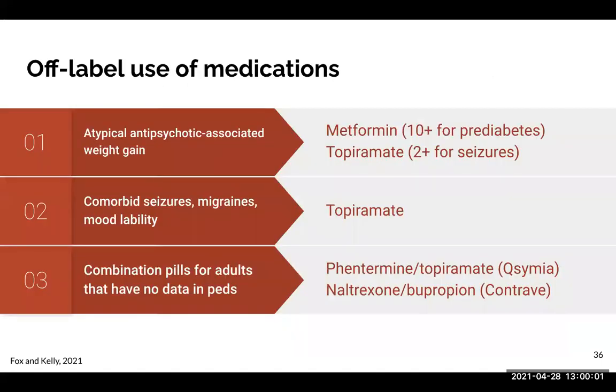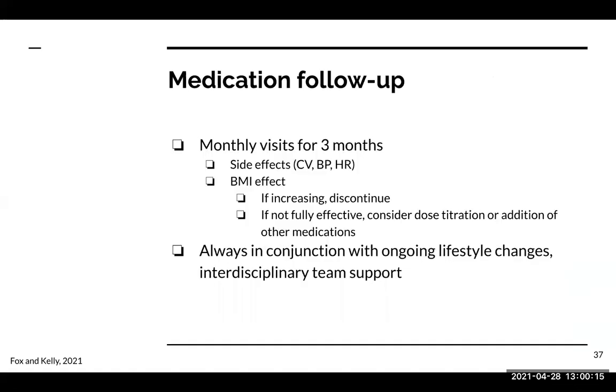This is just a note on some of the other medications that are available. I don't want to go into detail on them because it's all off-label treatment use, but know that at least some of them, like metformin and topiramate, are used quite commonly by the weight specialists. And then when you're starting medications, do good follow-up, seeing them monthly, at least for 3 months, monitoring for side effects, and evaluating the effect on the BMI. If it's increasing, then the medication's not working, you should discontinue. And if it's not fully effective, you can consider adding another medication.